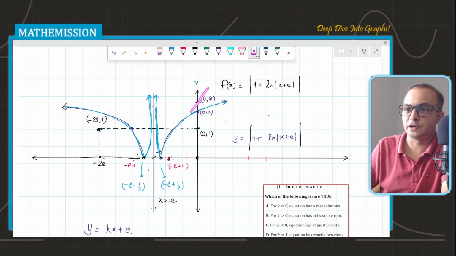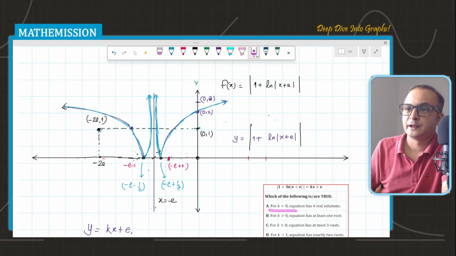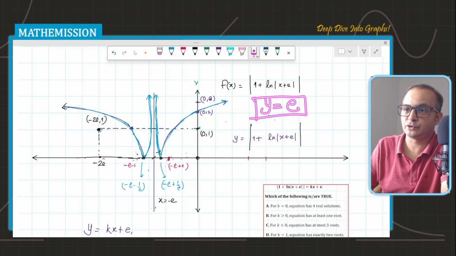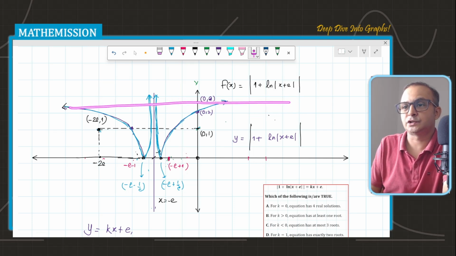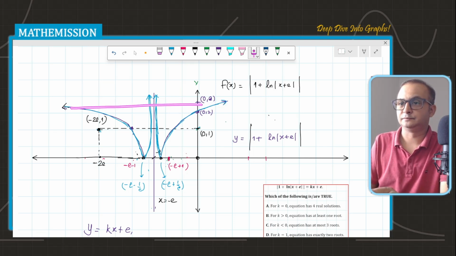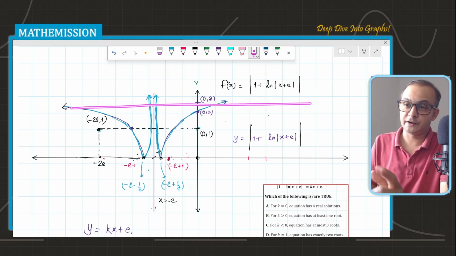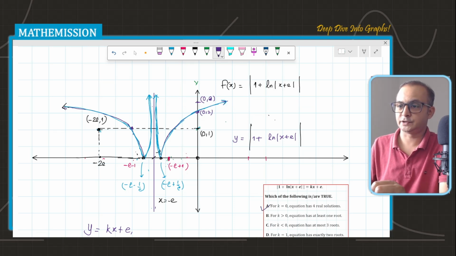So let us try to think the first option. First option is k is equal to 0. If I set k is equal to 0, I am left with y is equal to e. And y is equal to e is a horizontal line, and it is passing through 0 comma e. And in this line you can see that it is intersecting the given graph in 4 real points. So of course that will give you 4 real solutions. So the first option is absolutely correct.